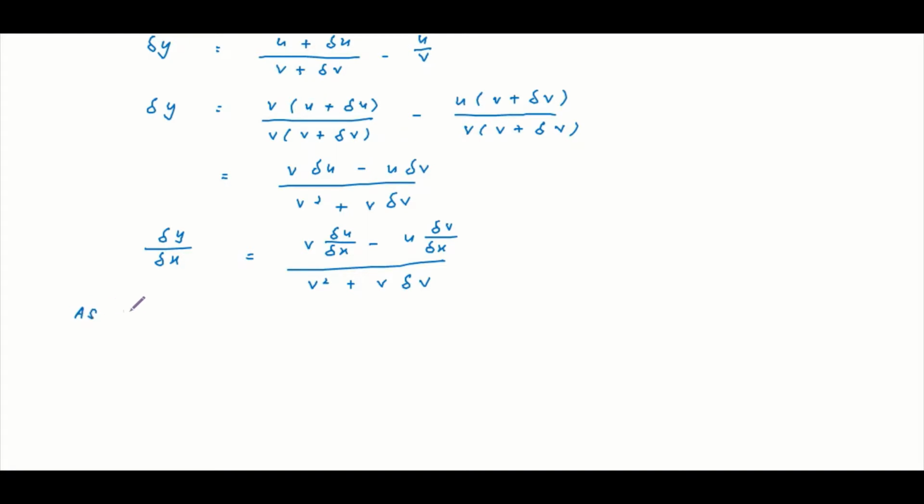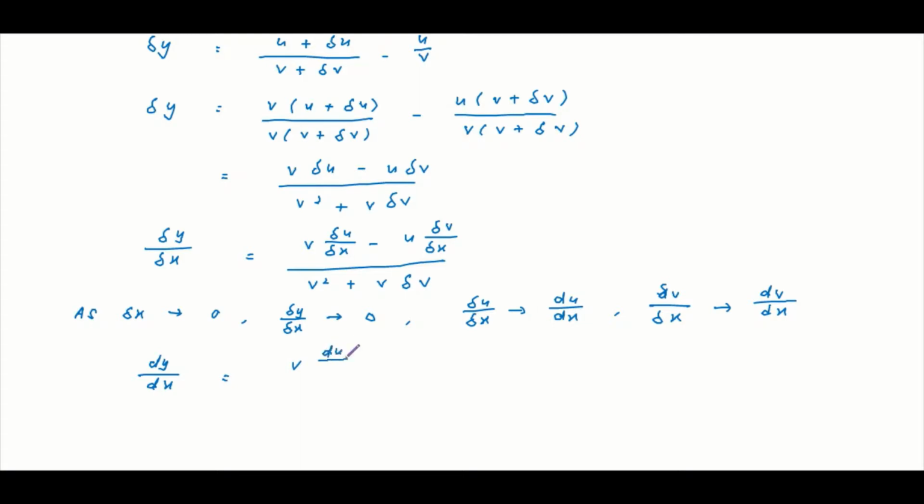As the small change of x approaches 0, small change of y over small change of x will be approaching 0 as well, and small change of u over small change of x will be approaching du dx. Same thing for the other one: small change of v over small change of x approaches dv dx. Okay, so now let's try to substitute. So dy dx equals v du dx minus u dv dx, divided by v squared, and then plus.